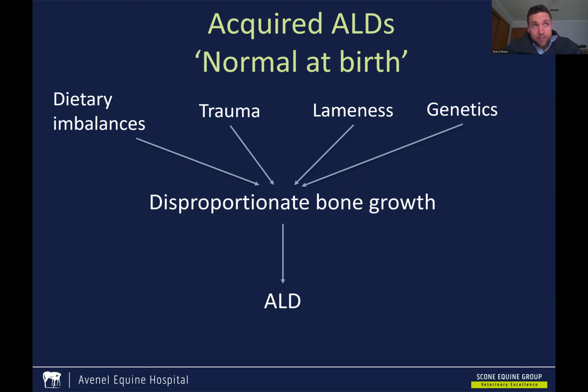Now, lameness is an important one. The reason why lameness can cause an angular limb deformity is if a foal is lame, let's say in its left front leg, the way that it's going to adapt to that lameness is to take a lot more weight onto its right front leg. And it's actually the opposing, or contralateral, leg that normally experiences an angular limb deformity because of the increased weight going through that leg. And then there is some degree of genetics involved. Regardless of the cause, you're ultimately getting disproportionate bone growth.